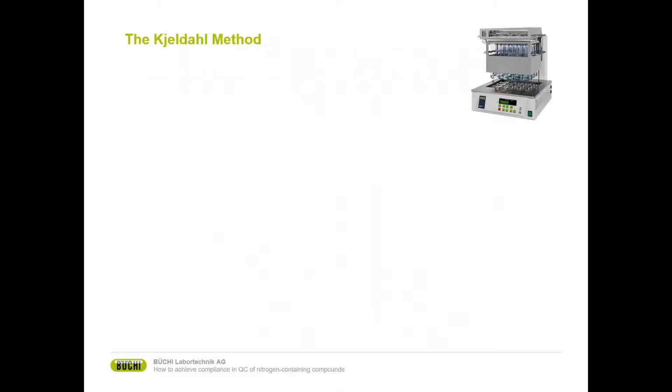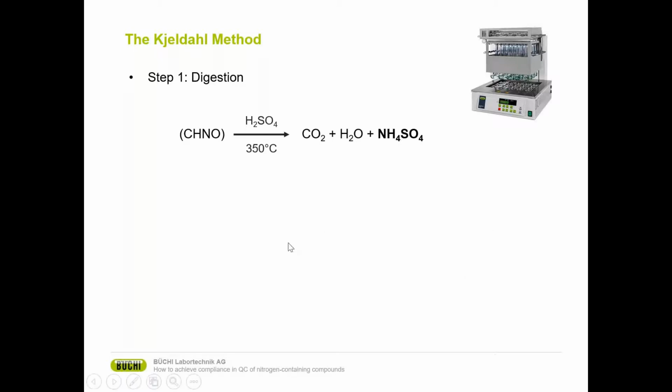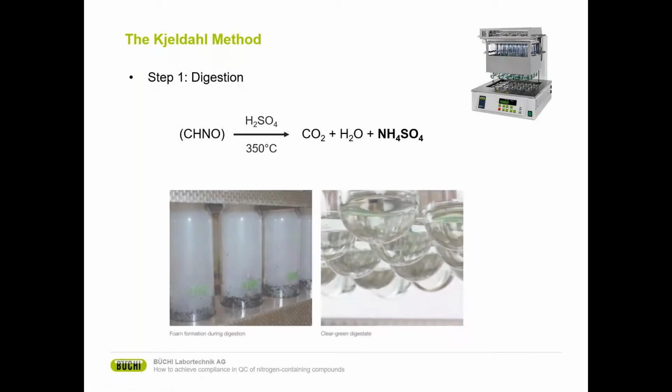Maybe it's best now to jump directly to the Kjeldahl method itself. The Kjeldahl method consists of 3 steps in total. Let me first talk about the first step, the digestion step. In this step, you use your organic compound, of course with the nitrogen inside, and you add sulfuric acid, and at a high temperature you have a digestion reaction. It's like a decomposition reaction. Then you end up with carbon dioxide, water, and ammonium sulfate, which is the key product for further analytical steps.